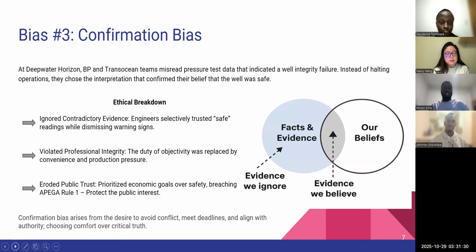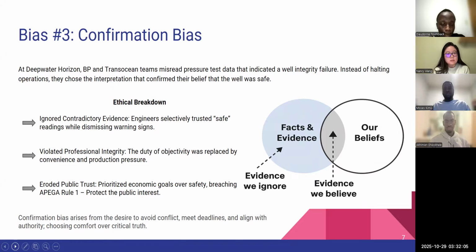Another bias we have here in this case is the confirmation bias. At Deepwater Horizon, BP and Transocean teams misread the pressure test data that indicated a well integrity failure. Instead of stopping operation, they chose to interpret the data to confirm their belief that it was just a blunder, just some false negative. Some of the breakdowns we have here: they ignored contradictory evidence, like engineers selectively trusting safe readings while dismissing warning signs.